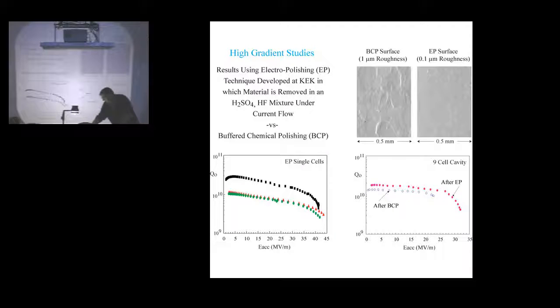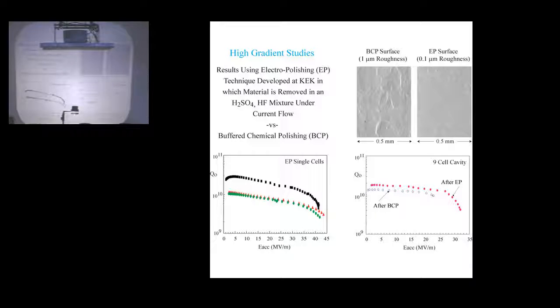Now, as I said, the goal is to increase the gradient, and one of the ways that they're really relying on is this method called electropolishing that was developed at KEK. Basically, as part of their preparation, they use these acid baths to etch off sort of 100 microns of niobium. This is an etching process, but it's done under current flow as well. This leaves a much smoother surface than their normal, what's called buffered chemical polishing, and it seems to allow for higher gradients.